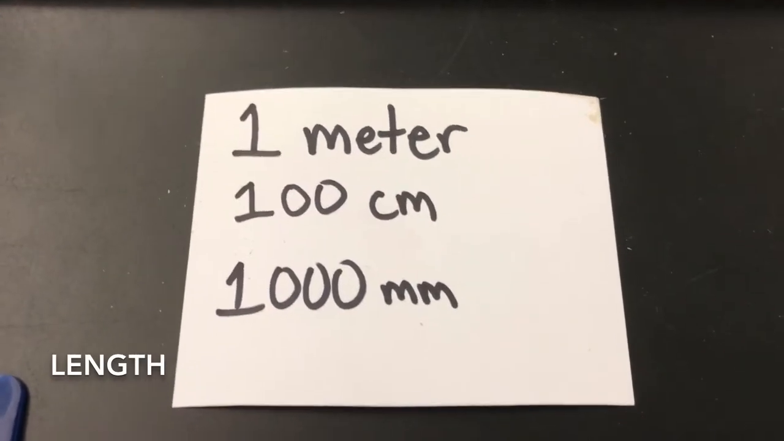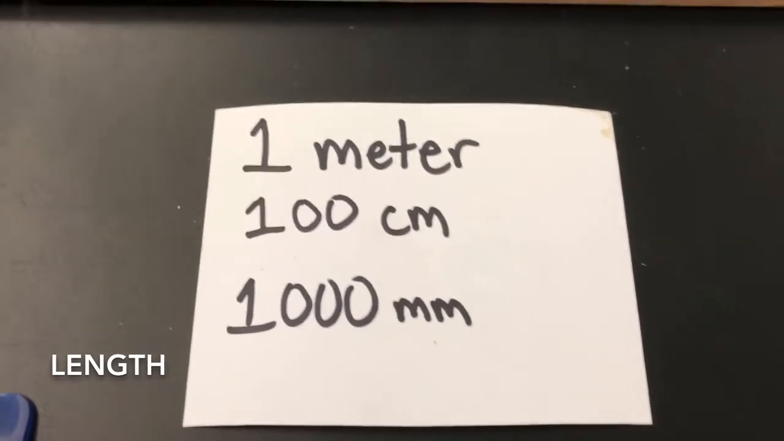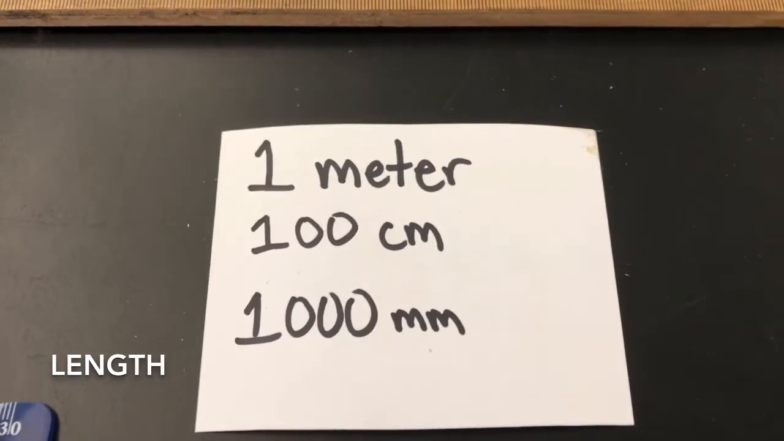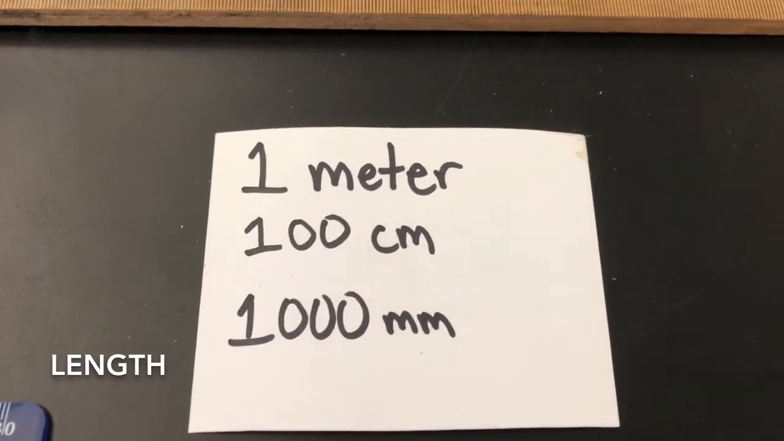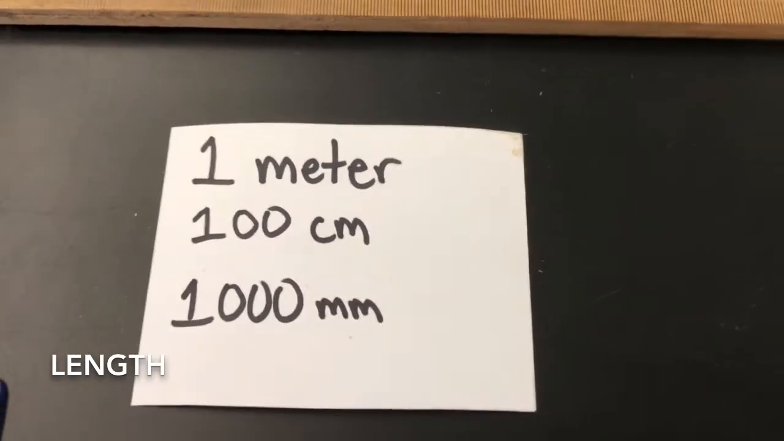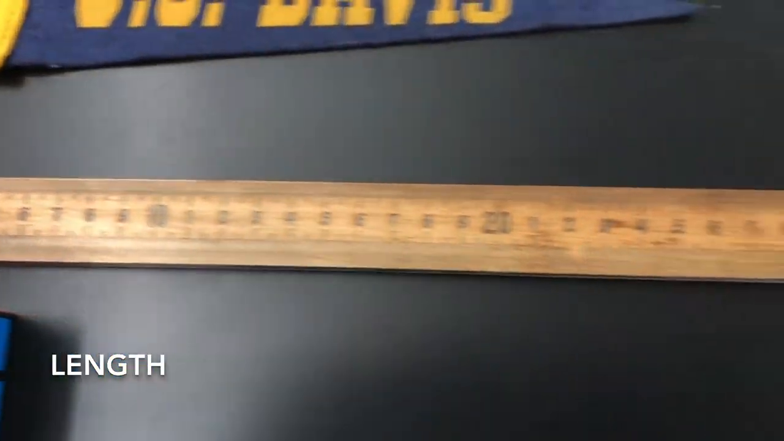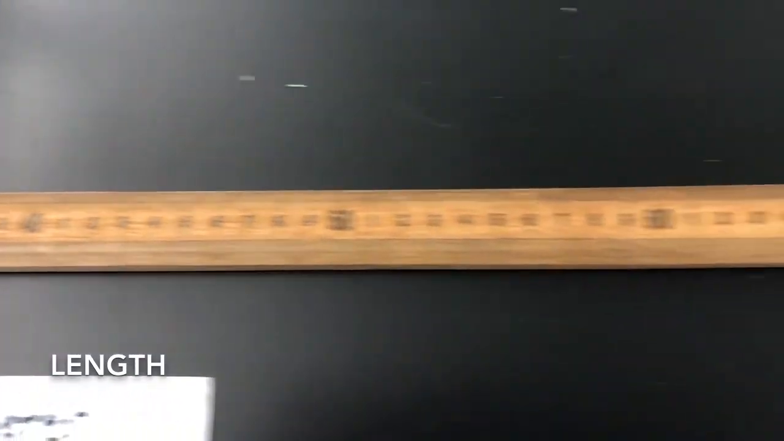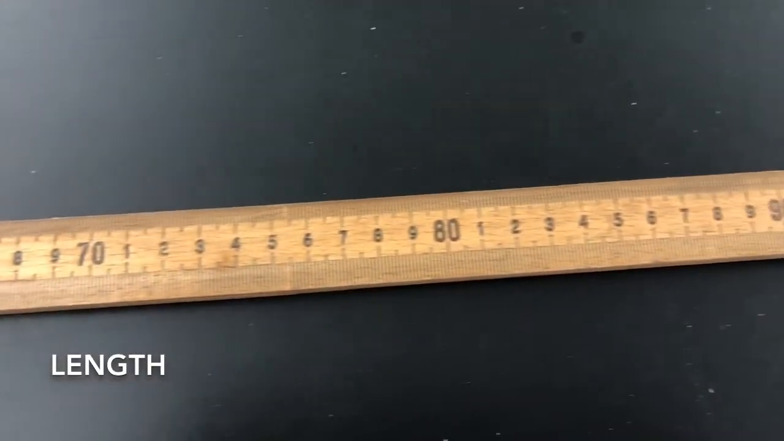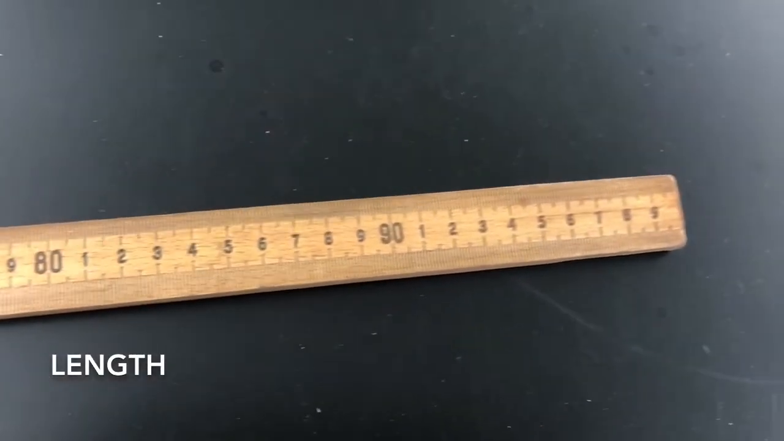So the SI unit for length is the meter, and 1 meter has 100 centimeters in it. It's the equivalent of 1,000 millimeters. And this is a meter stick. And you can see that there are 100 centimeters and 1,000 millimeters in a meter.